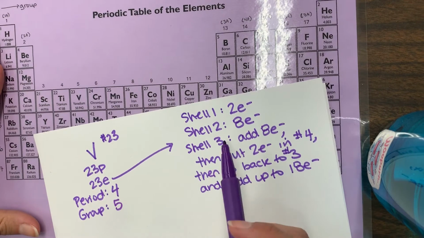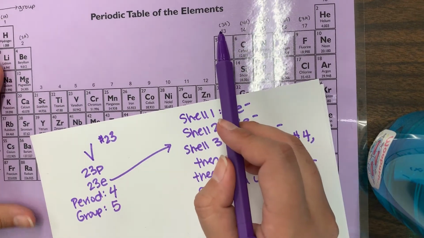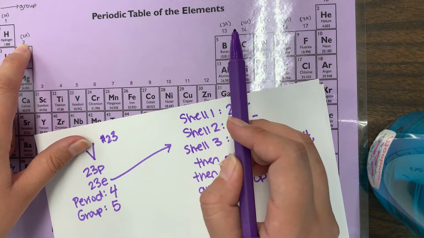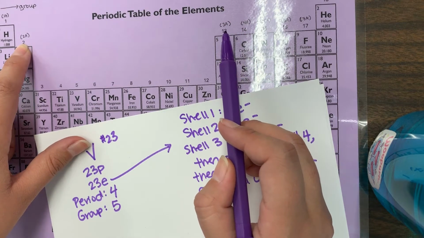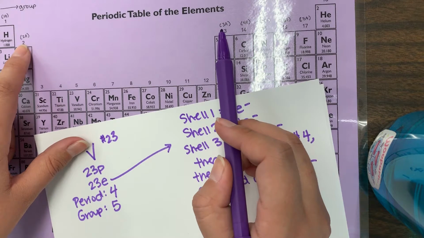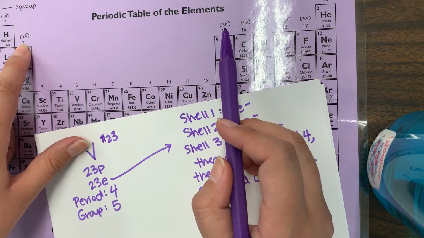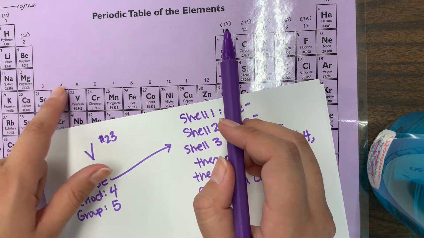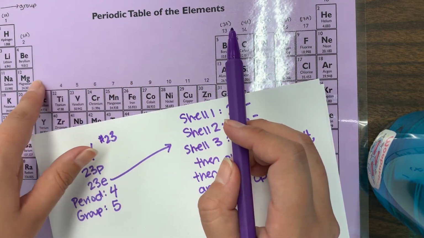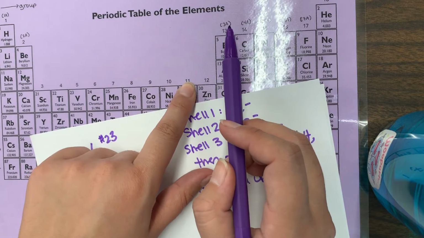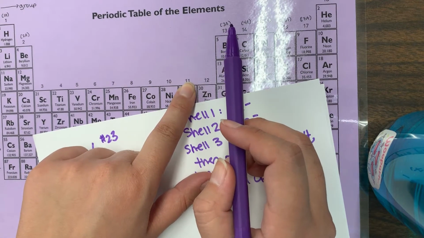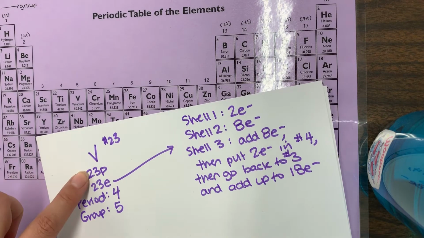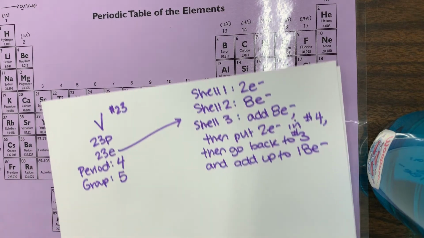One thing I want you to notice is that on this periodic table, I have also placed in parentheses an additional group number. This group number is really important because it actually tells you how many valence electrons are supposed to be in your atom. And you'll notice there is no alternate labeling in the transition metals. That will be really important later, so hold on to that thought. Let's go back to vanadium, okay? 23 protons, period 4, group 5.